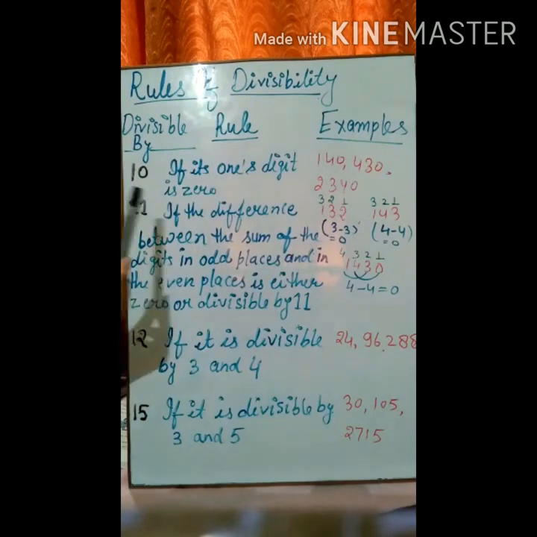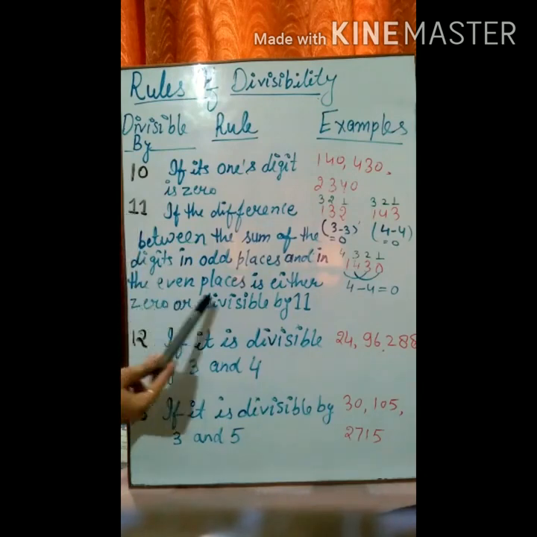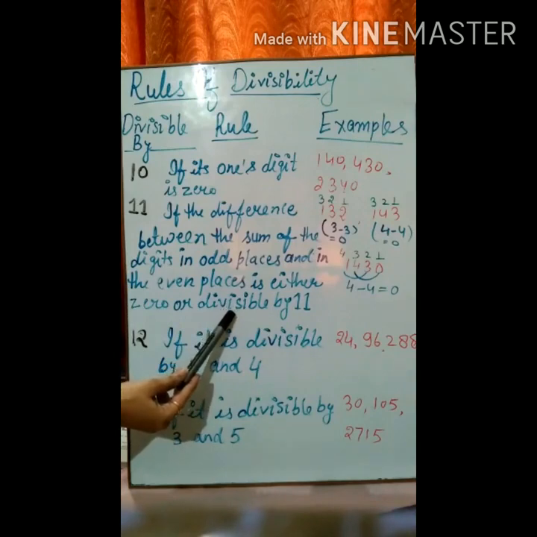Next, 11. If the difference between the sum of the digits in odd places and in the even places is either 0 or divisible by 11. Means if a number is given, first of all we will add the digits at the odd places and even places separately. Then we will subtract. If after subtraction 0 comes, then the given number is divisible by 11. Or after subtraction we get a number which is divisible by 11, then also the given number is divisible by 11. Let's see an example.